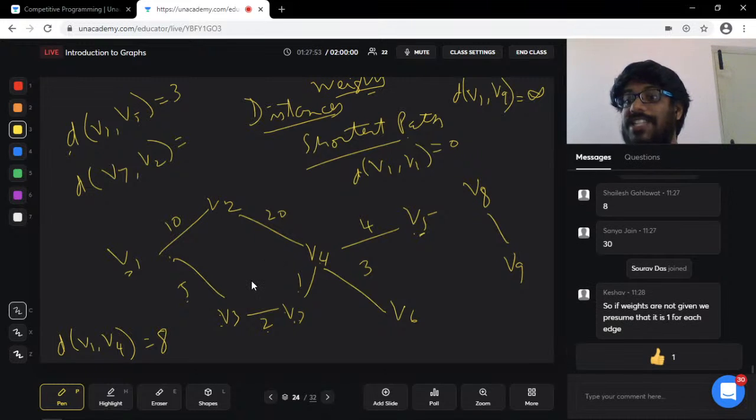Keshav, that's right. If the weights are not given, then we consider the edge weights to be 1. Yeah, and that gives us exactly what we did earlier.